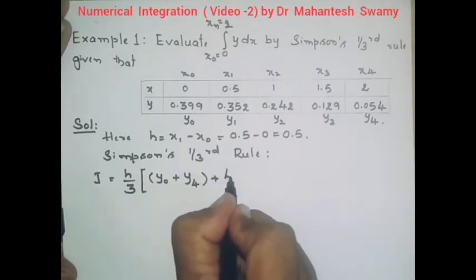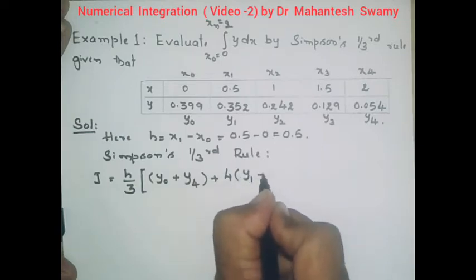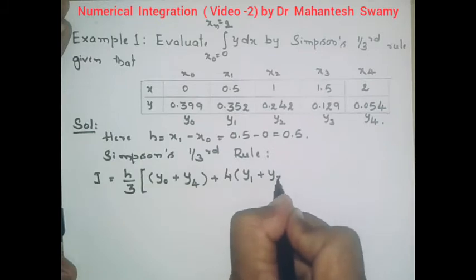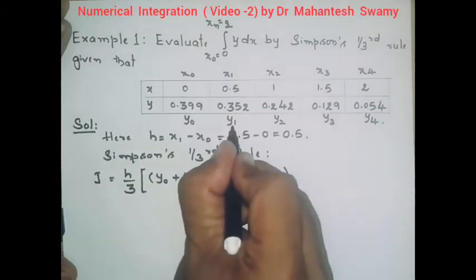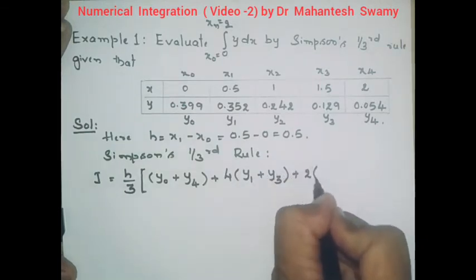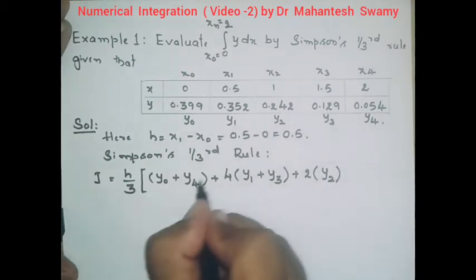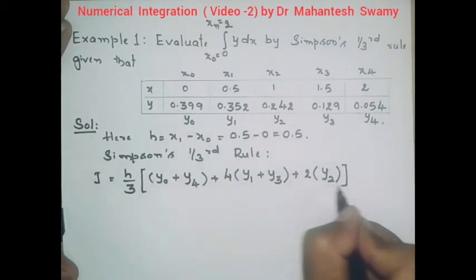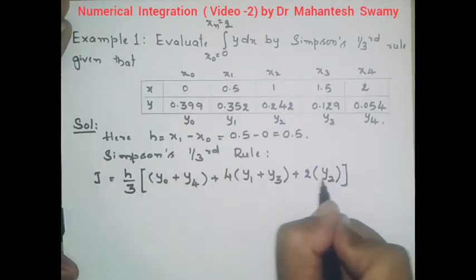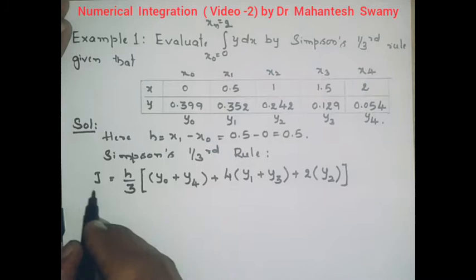plus 4 times the y values with odd subscript. So it is y1, y3. In the present example, y1 and y3 are present. Let us write them down. Plus 2 times the even subscripted values of y. It is y2, only one term in the bracket, because y4 has already been taken over here. So the last term consists of only one value of y, that is y2. So this is the formula. In this formula, our duty here is to substitute the values of h, y0, y1 and so on and simplify.